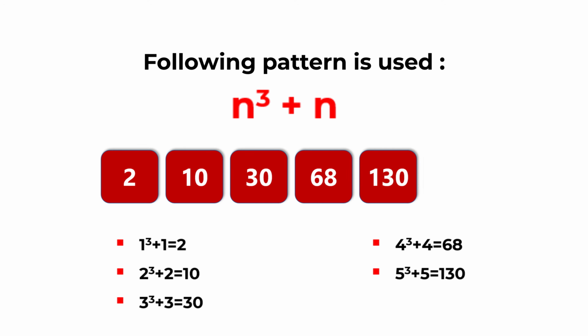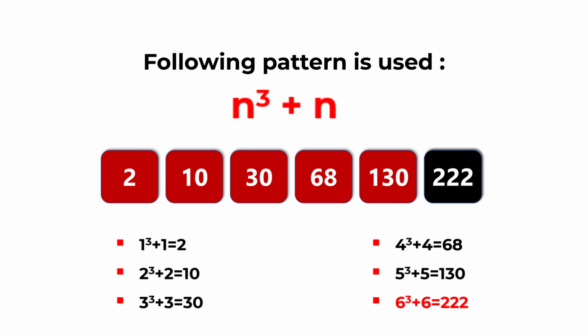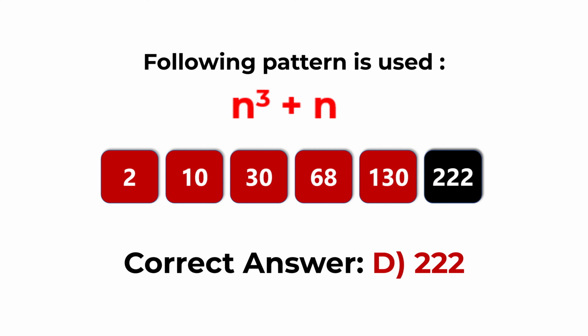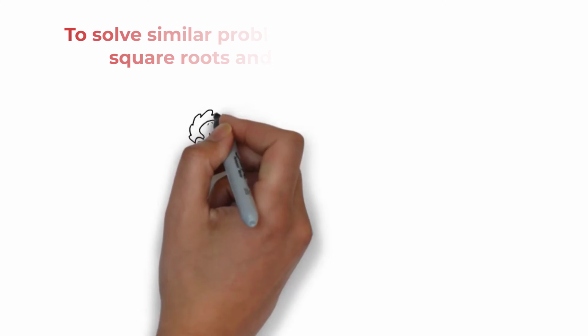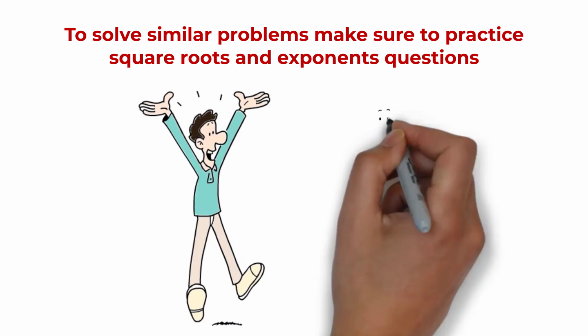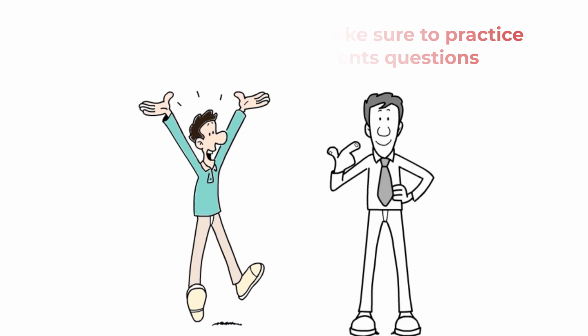5 cube plus 5 equals 130, which means that the missing number should be calculated as 6 cube plus 6, and the result would be equal to 222. So the correct answer here is choice D, 222. Hopefully you've nailed this question on your own and now know how to answer similar problems on the test.